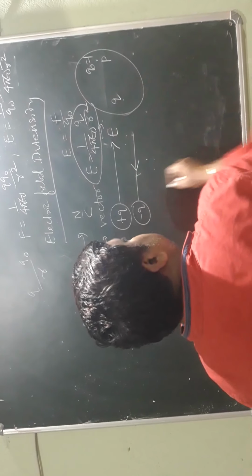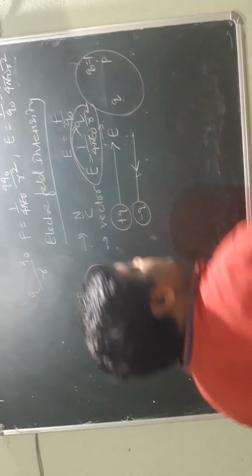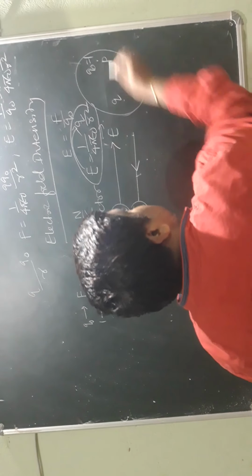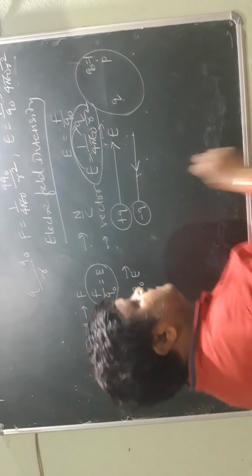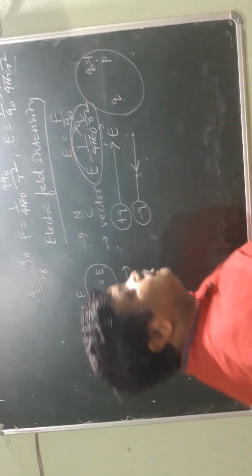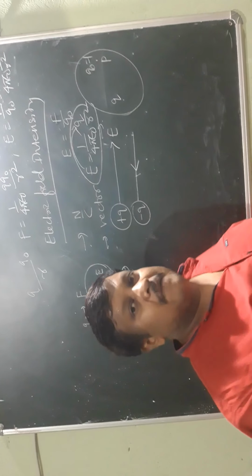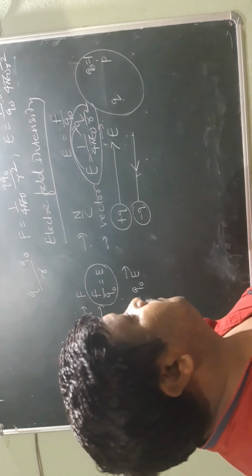So this electric intensity depends upon the source charge and the distance between the point of observation and the location of the source charge. The expression does not contain Q0, which means it does not depend upon the magnitude of the test charge. Clear? Okay.